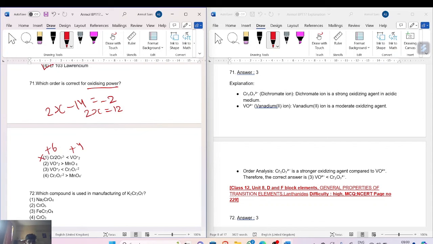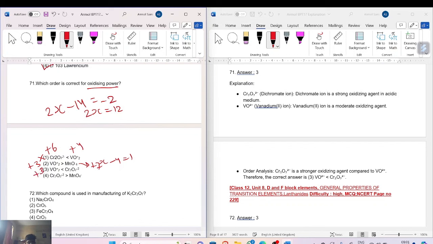Then similarly for this one, vanadium: x minus 4 equals 1. So here vanadium is in +3 oxidation state and Mn is in +7 oxidation state. So this is also a wrong answer. Then option C.